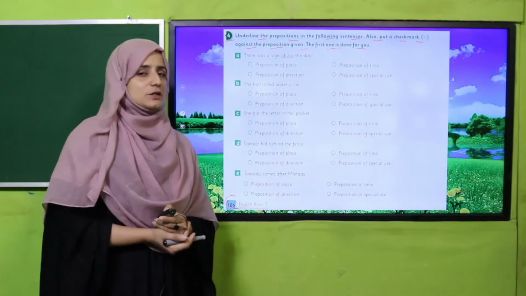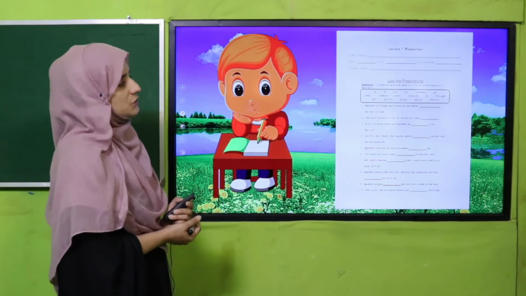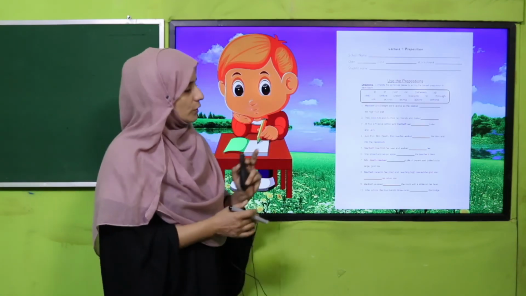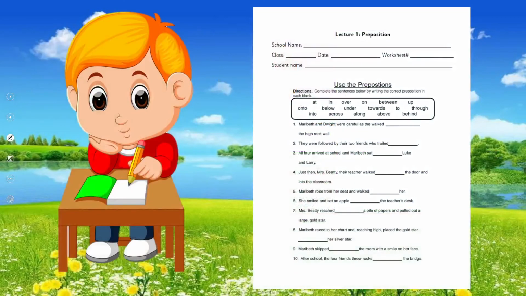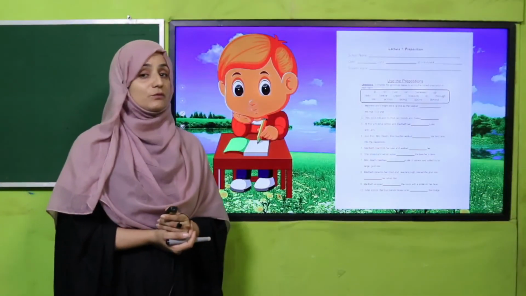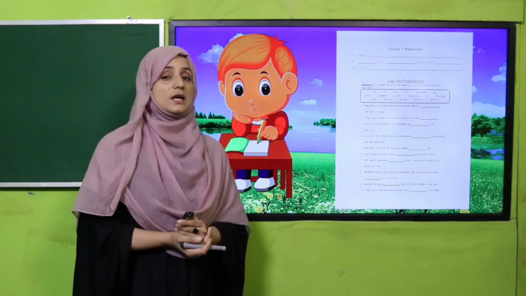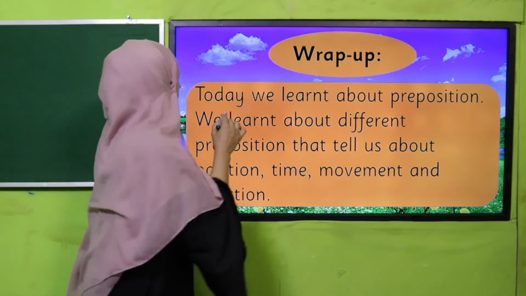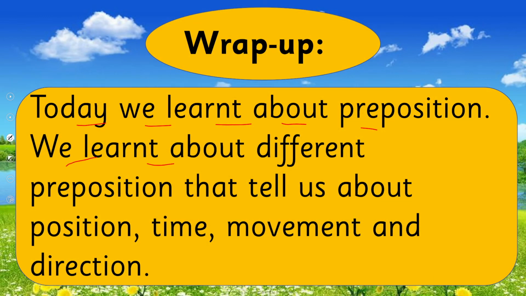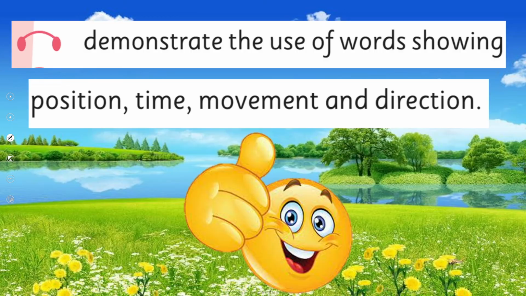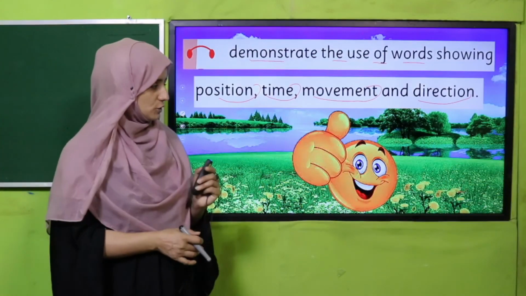Good job. Excellent. I hope you have done it. So, my dear teachers, this is a worksheet and the worksheet link is given below. You should click it and provide it to your students in printed form so that we might be able to see how much knowledge they have got about prepositions. So what have we learned today? Today we learned about prepositions. We learned about different prepositions that tell us about position, time, movement and direction. And in this way we have covered our SLO, demonstrate the use of words showing position, time, movement and direction.